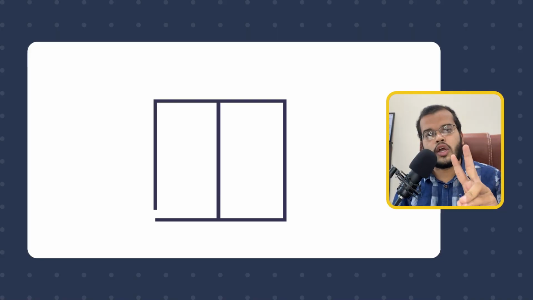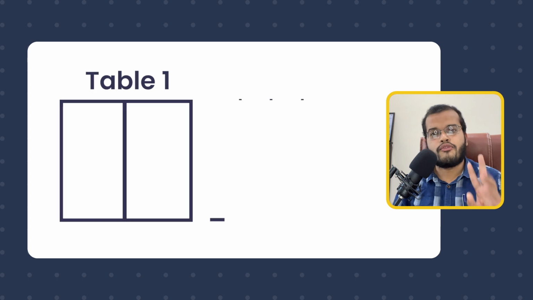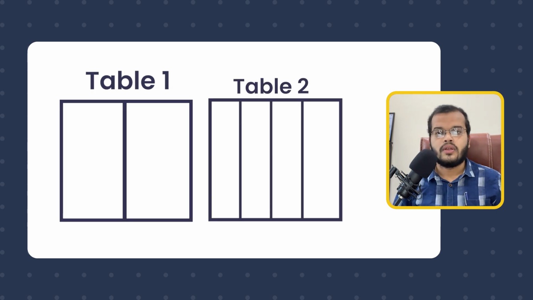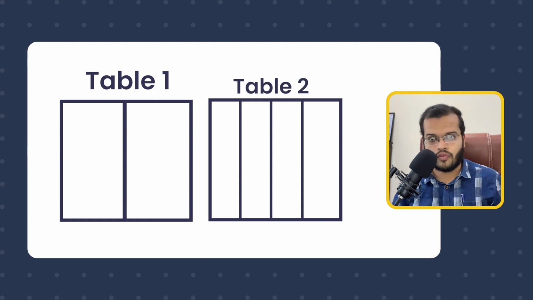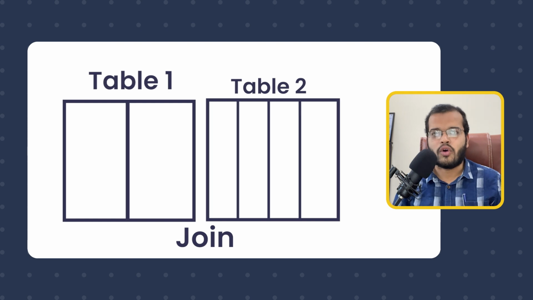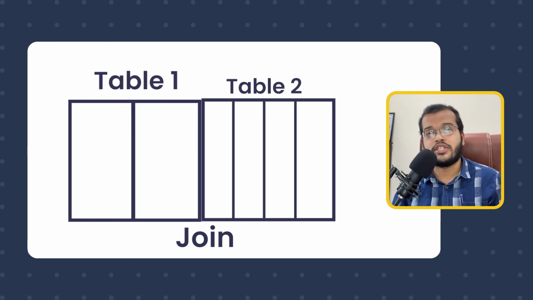So here, what is meant by joins? You are connecting a table with another table. For example, you have 2 columns in table 1 and 4 columns in table 2. You need to connect these 2 tables and get the result out of it. So what you have to do is join these 2 tables.